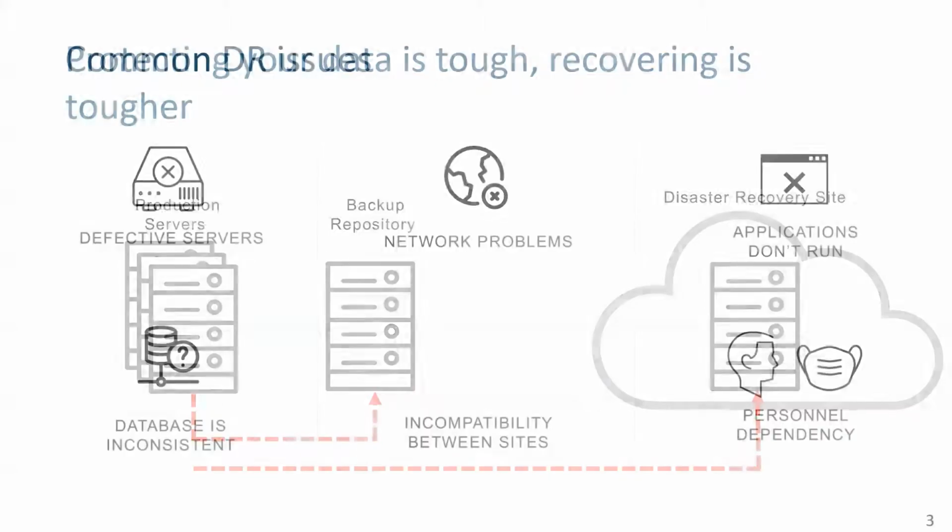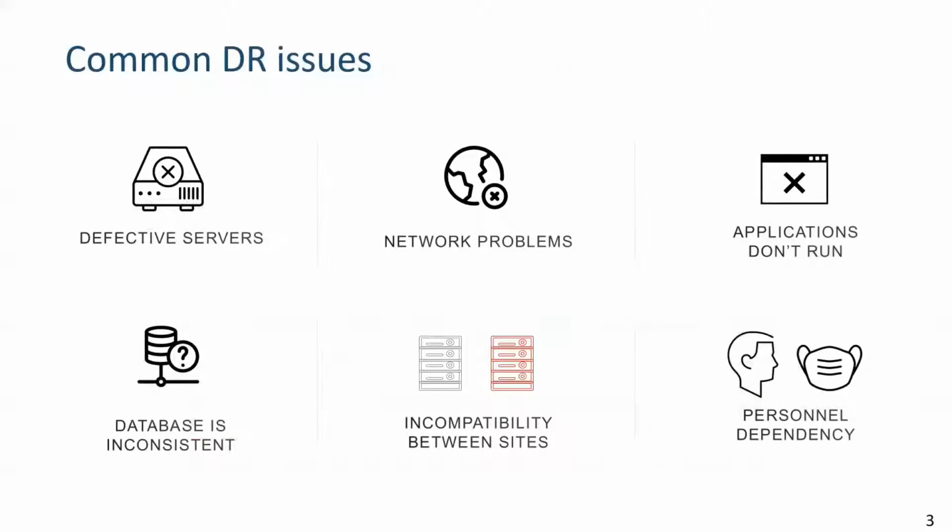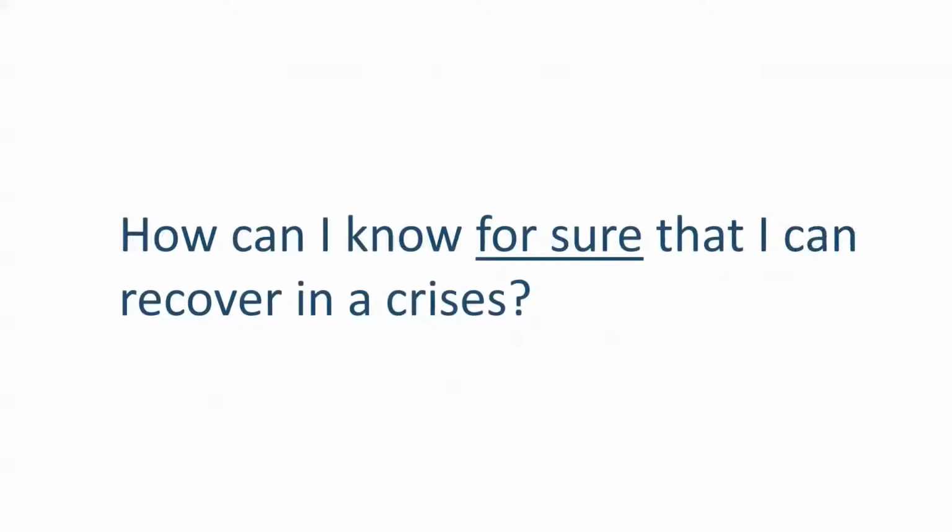So when you try to recover your data, there may be some issues that you can encounter, such as defective servers, problems in your networks, problems in your application. Most of the problems basically occur because there is inconsistency and incompatibility between the sites. The production site is like a live organism, always changing, and the DR site is more static. Now, the big question that I always get from my customers is basically, how can I know for sure that I can recover in a crisis?